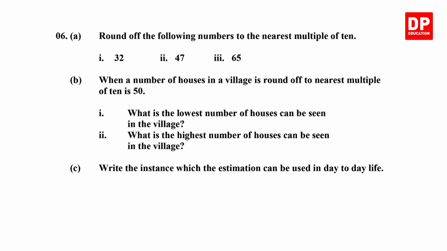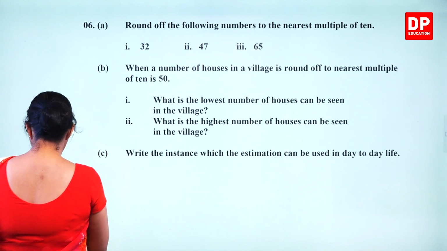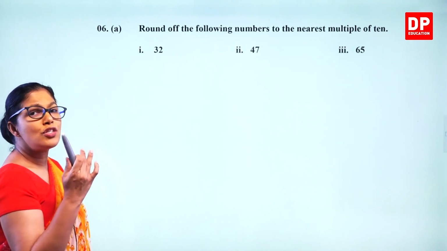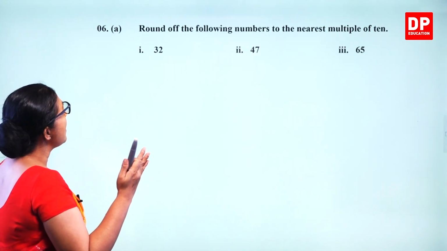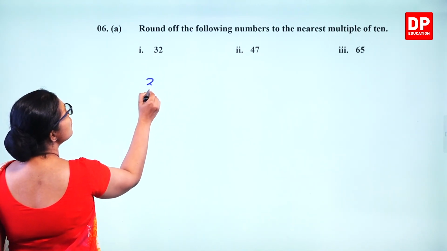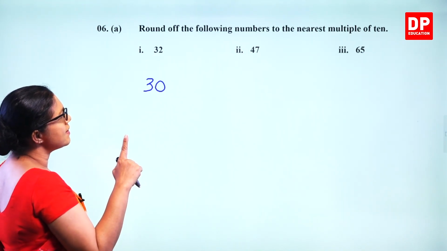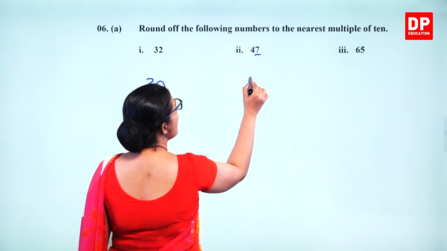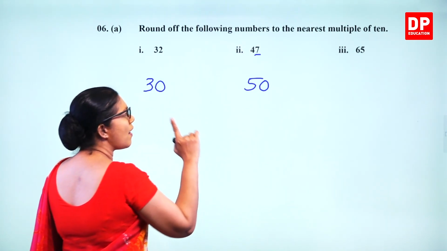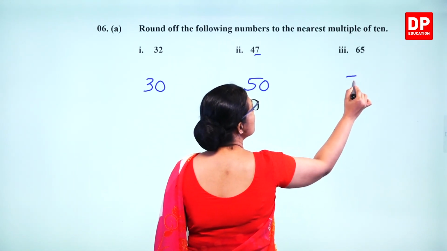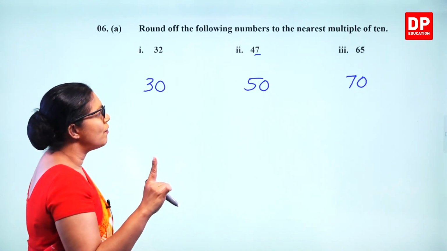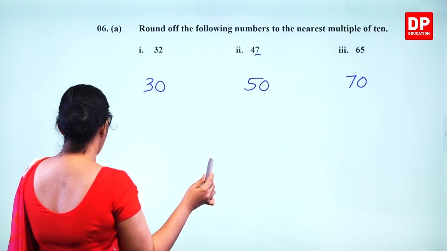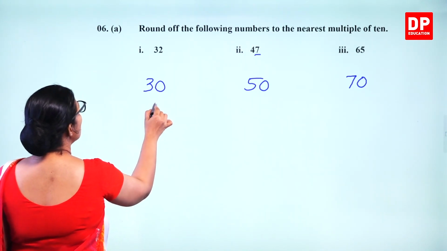Question number 6. You get 3 parts. Round off the following numbers to the nearest multiple of 10. 32. The last digit is less than 5, so we round it to the lower number. That's 30. 47. 7 is above 5, so we round it to the higher value. That's 50. 65. 5 also we move to the higher one. So that's 70, the multiple of 10. So how many marks for that? 30, 50 and 70, 2 marks each.